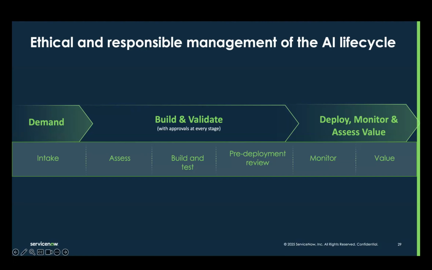And then following the assessment approval, the product owner can build the entire capability by following the guidelines and getting approvals. And this stage includes maybe a pre-deployment review to ensure compliance with the guardrails in place. And then the final phase is deploying the AI capability, monitoring it, and then analyzing the value AI is delivering. And that, of course, will then foster continuous improvement.